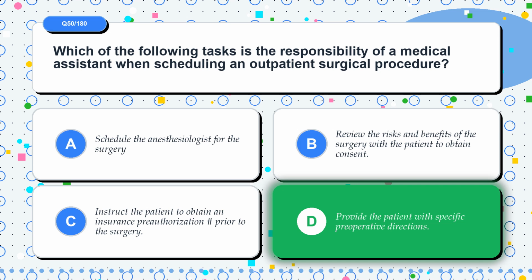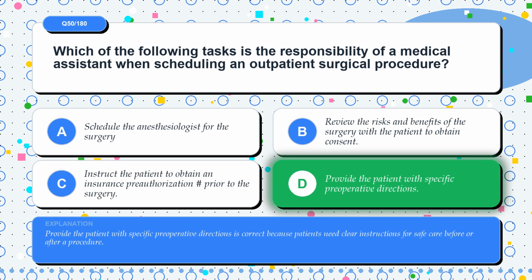The correct answer is option D. Provide the patient with specific preoperative directions. Provide the patient with specific preoperative directions is correct because patients need clear instructions for safe care before or after a procedure.